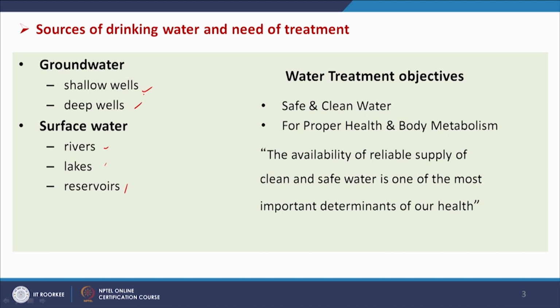The main objective of water treatment for drinking water generation is to make the water safe and clean, to provide clean water for proper health and body metabolism. So, this is the objective. The availability of a reliable supply of clean and safe water is one of the most important determinants of our health.